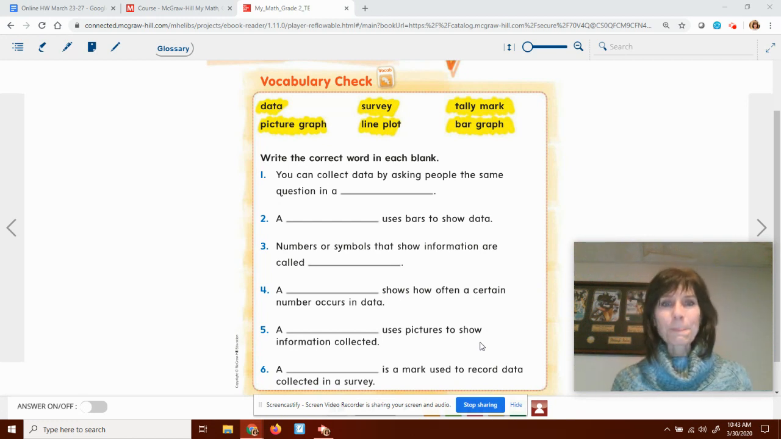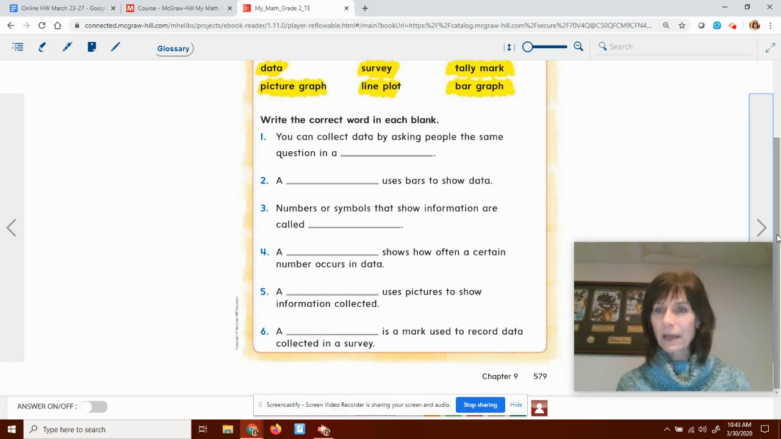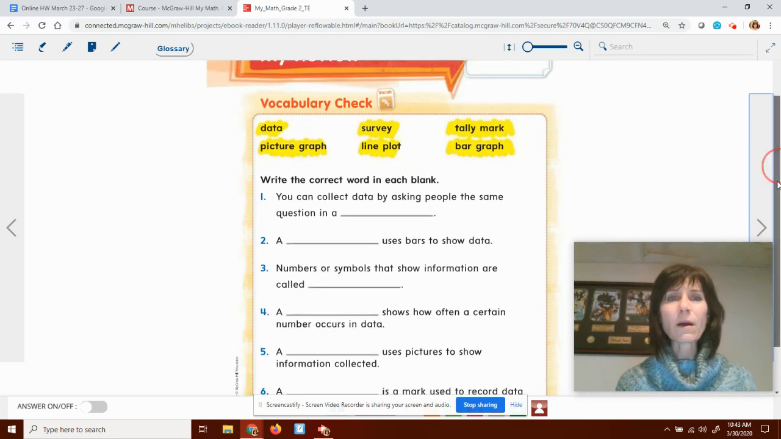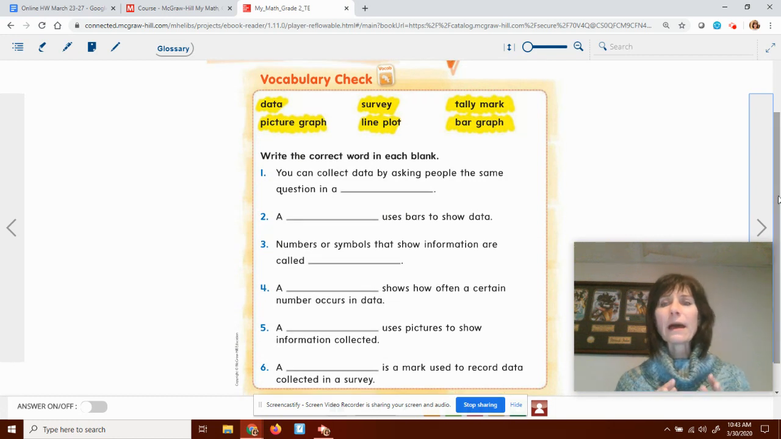And let's get started. You are going in your book, and I'd like for you to tear out the next 2 pages, 579. And we start with vocab because remember, if we don't understand our vocab, we're going to have problems solving any type of problem. We might know how to solve every problem in the world, but if you don't know what they're asking because you don't know the vocab, you're in trouble. So let's make sure we always know the vocab.